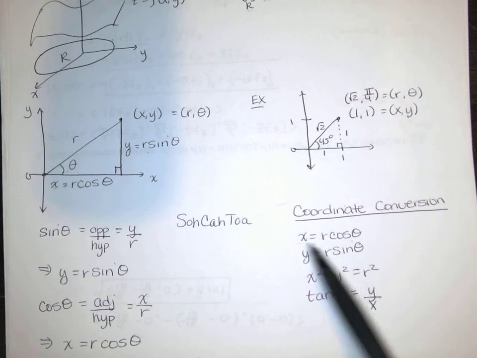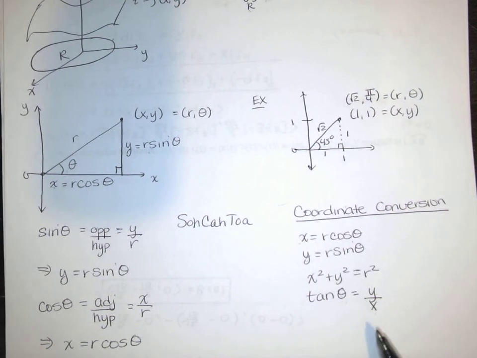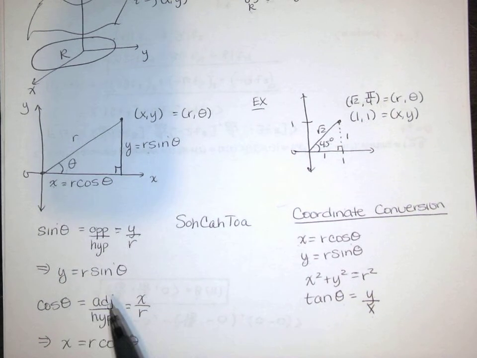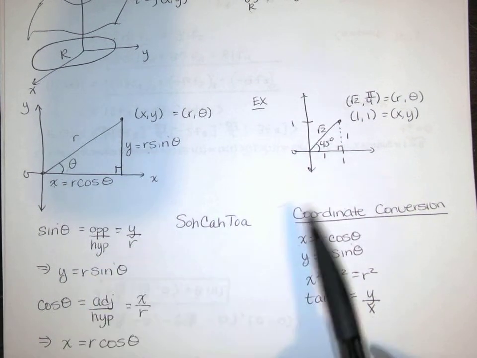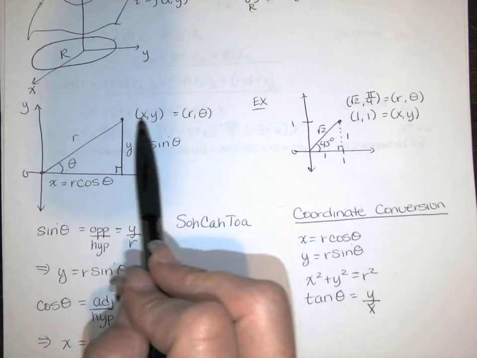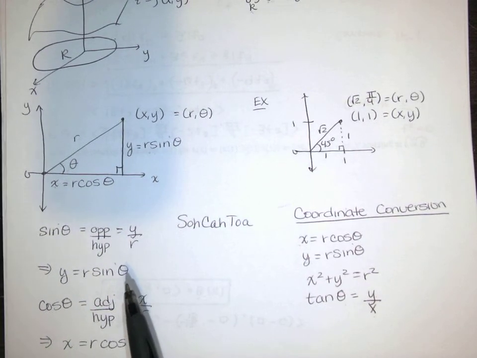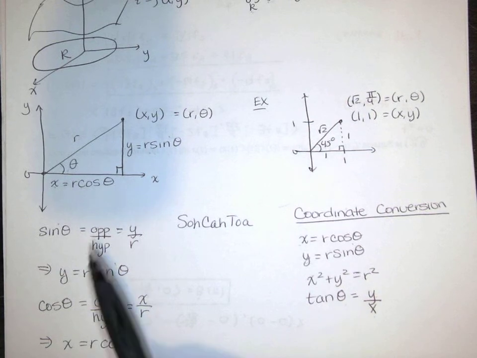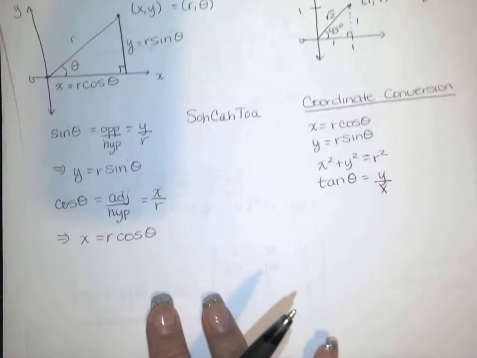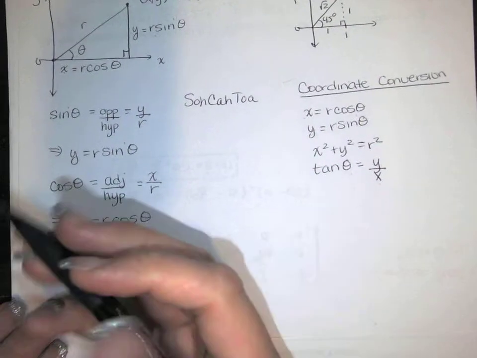So these get us from r and theta back to x and y, and then these get us from x and y to r and theta. So there are lots of ways we can represent these points. We can represent them in polar coordinates, r and theta, or we could represent points in the xy plane in rectangular coordinates.